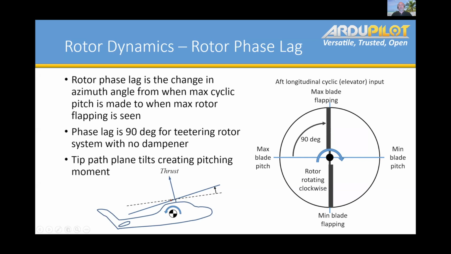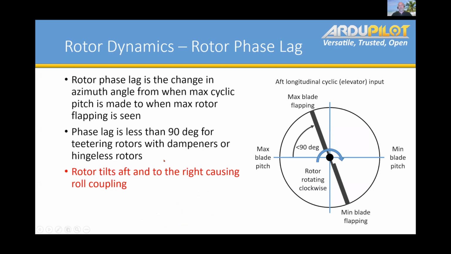Now that I said that, there's a little gotcha here. Like I said, for a teetering rotor system with no dampeners, you'll see pure longitudinal response from the blades and flapping 90 degrees later. But now, when we have these dampeners in there to stiffen up the rotor system, we have an offset where the flap hinge is no longer over the shaft. It's actually set out apart from the shaft. That'll create more stiffness in the system. And so now we see this less than 90-degree blade flapping or rotor phase lag.